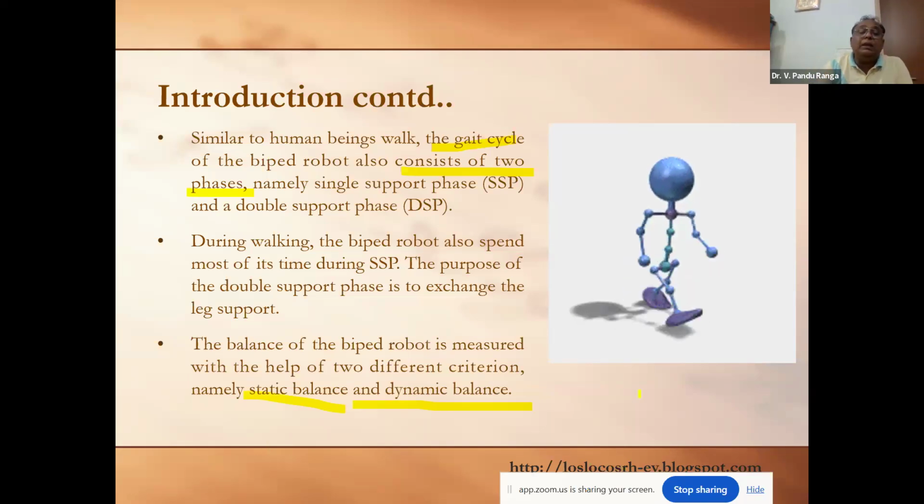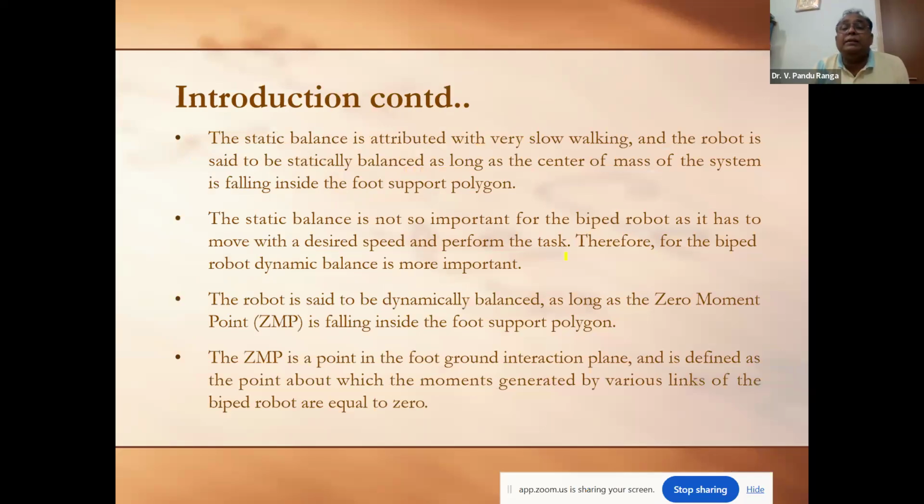Now we are going to see what static balance and dynamic balance actually are. Static balance is attributed with very slow walking, and the robot is said to be statically balanced as long as the center of mass of the system is falling inside the foot support polygon.